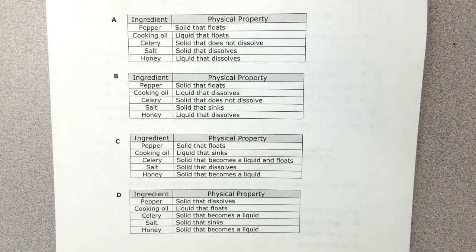C. Ingredient, physical property. Pepper, solid that floats. Cooking oil, liquid that sinks. Celery, solid that becomes a liquid and floats. Salt, solid that dissolves. Honey, solid that becomes liquid.